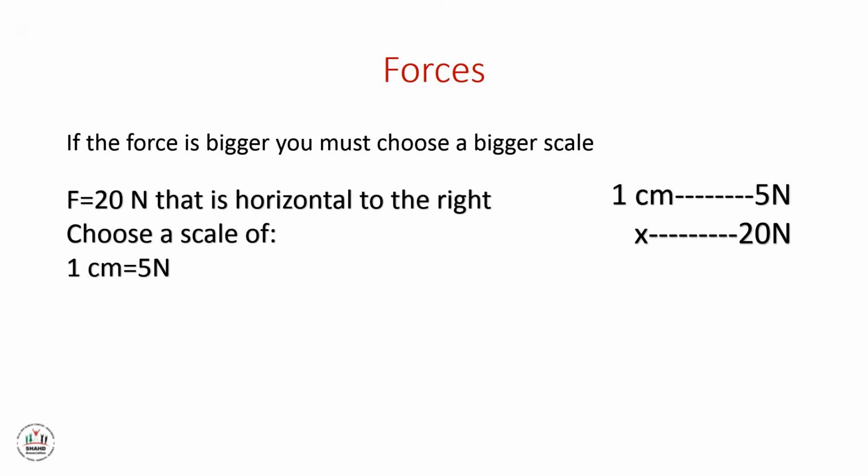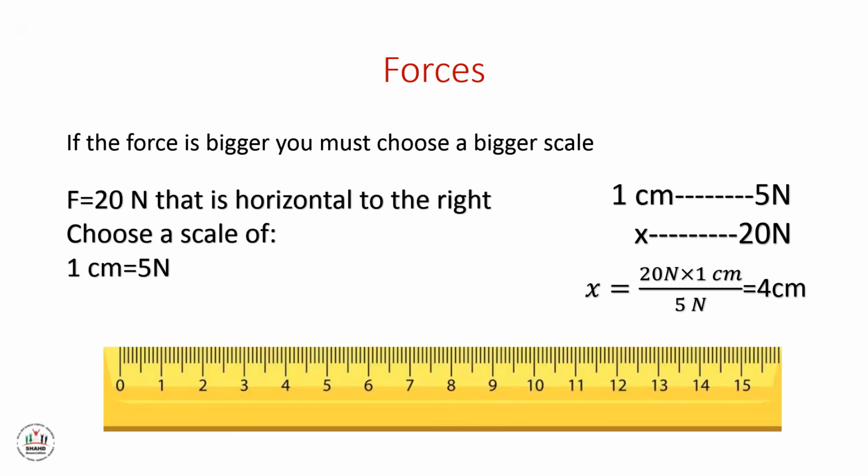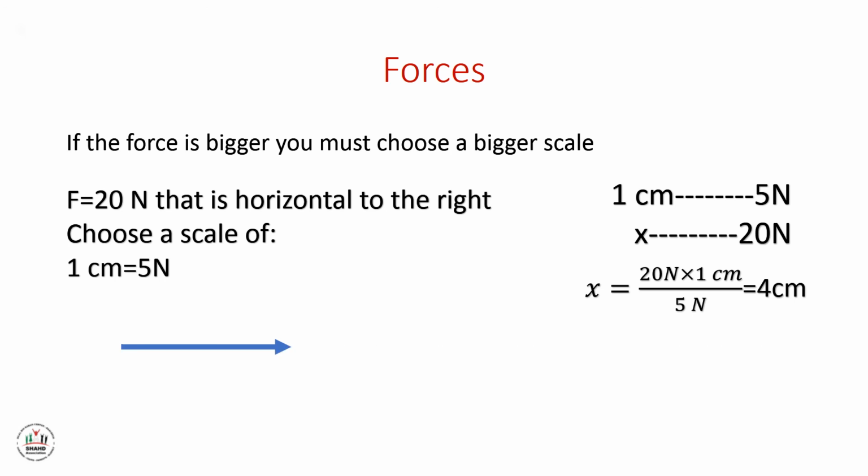Let's put it x and do the math. So x will be equal to 20 newtons times 1 centimeter divided by 5 newtons. It will give 4 centimeters. We put the ruler. We draw a vector of length 4 centimeters horizontal to the right like this. This is the force vector of 20 newtons.